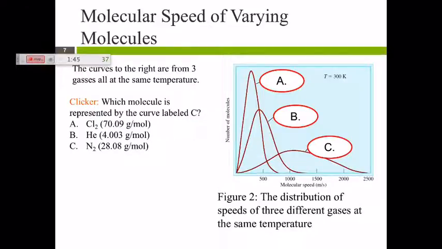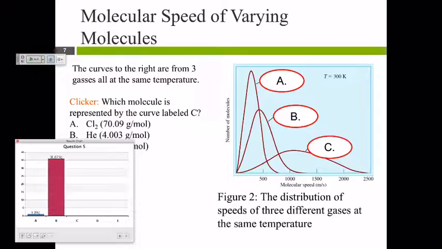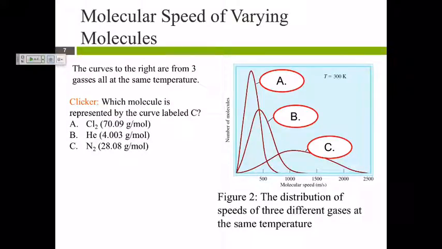And so these distributions don't just apply to one sample at different temperatures, but also different samples at the same temperature. So we can look at all of these and say which one represents the curve C. That one has more molecules moving faster. So that's going to be the lightest of all of these, which is helium. Can you guys use logic to get through that one on your own? What questions do you guys have on this so far?